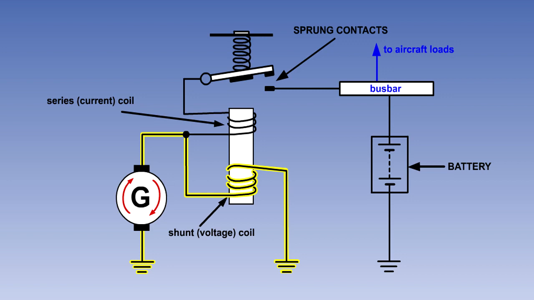As the generator starts to rotate and builds up voltage, current will begin to flow in the voltage coil. When the voltage has built up to a predetermined value, which will be greater than the normal battery voltage, there will be sufficient current flowing through the voltage coil to produce a magnetic field strong enough to overcome the spring and close the contacts, connecting the generator output to the busbar or bringing the generator online.